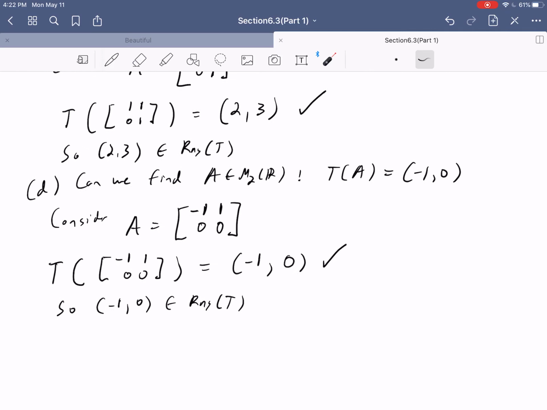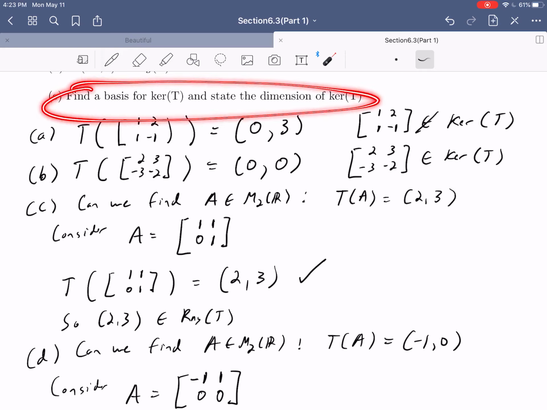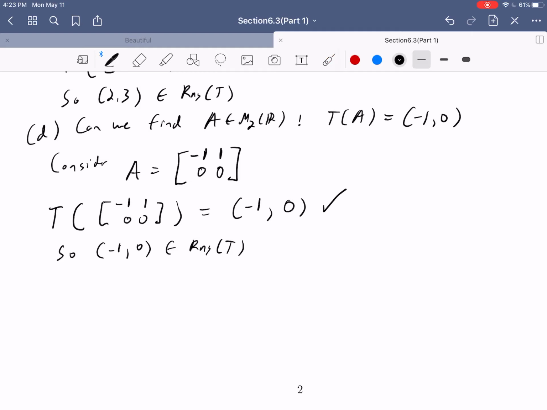All right, so now this was just trying to give you a sense of how you figure out if something's in the kernel, and how you figure out if something's in the range. Obviously, in this class, we always like to do things more from a broad perspective. So to wrap this example up, let's see if we can figure out a basis for the kernel and talk about the dimension of the kernel. In other words, let's not just try to do this for individual things. Let's try to figure out everything that's in that kernel. So let's see if we can do that.